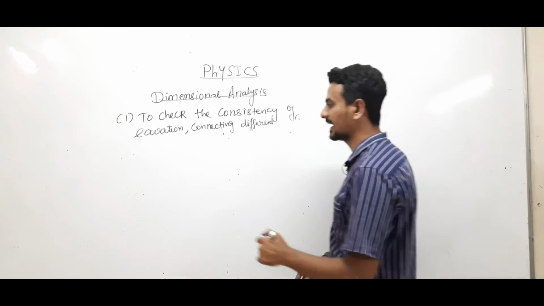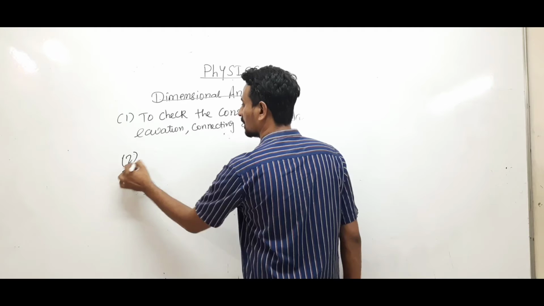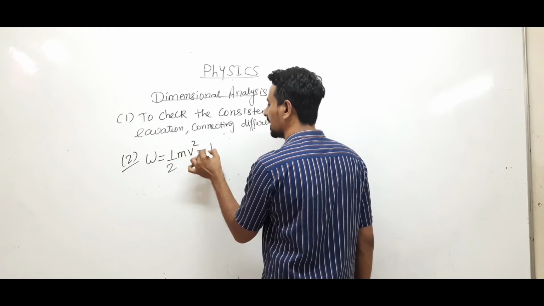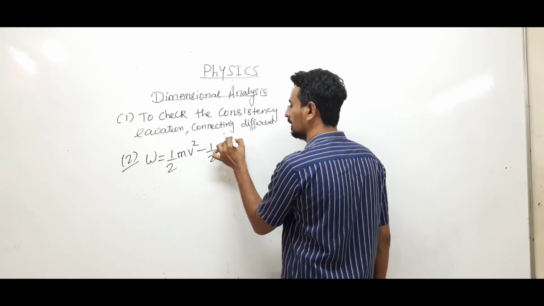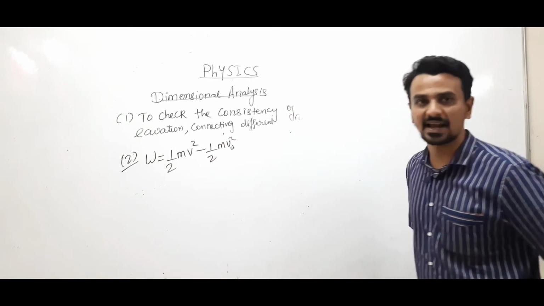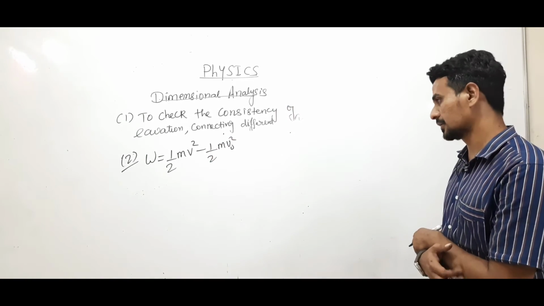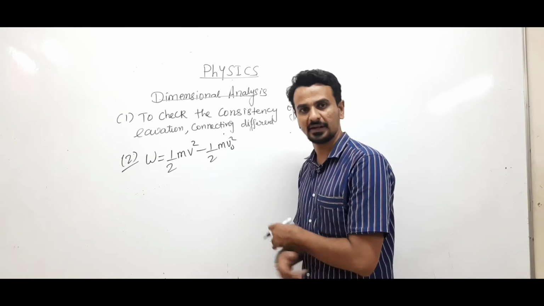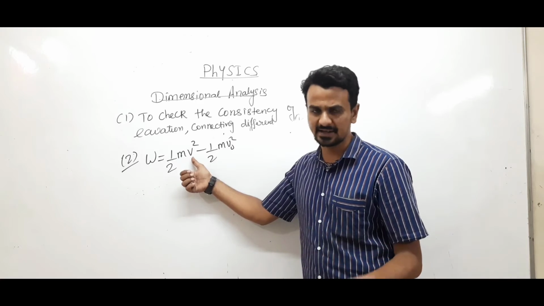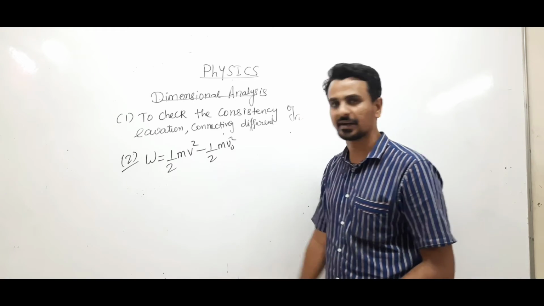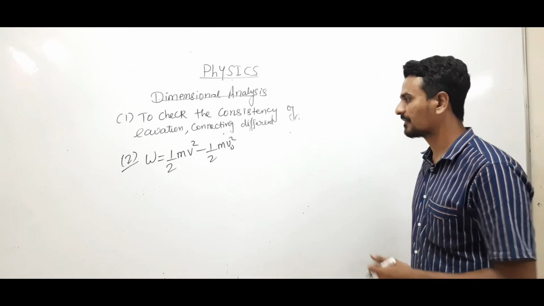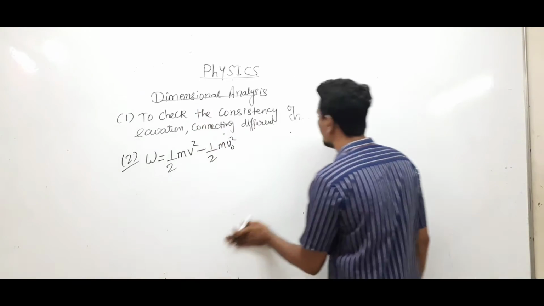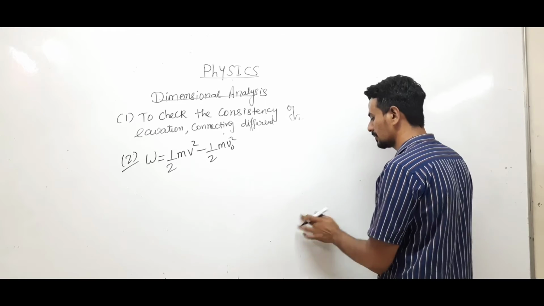Okay, second example: work equals half mv square minus half mv0 square. Check whether this equation is dimensionally correct, consistent or not. M represents mass, V represents velocity, right? This represents velocity at any time, this represents initial velocity, but their dimensions will be the same. Fine. So we have to check whether this equation is dimensionally correct or not.